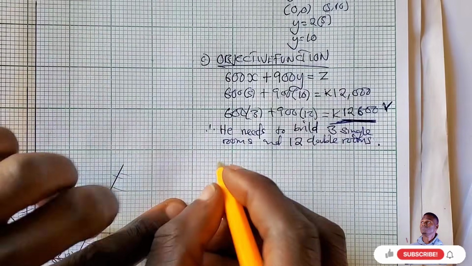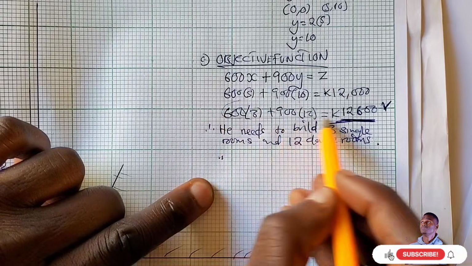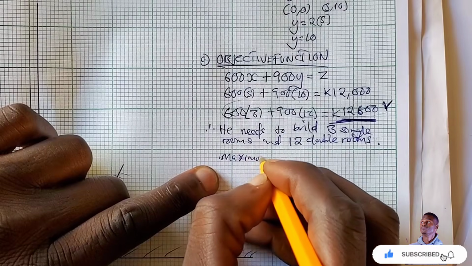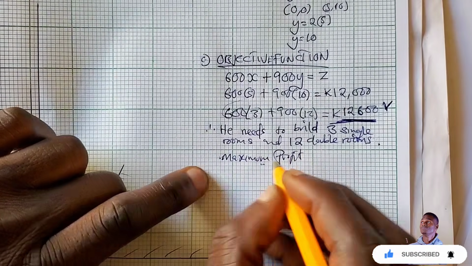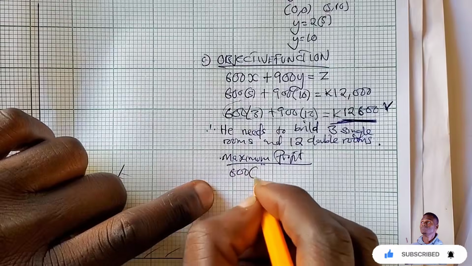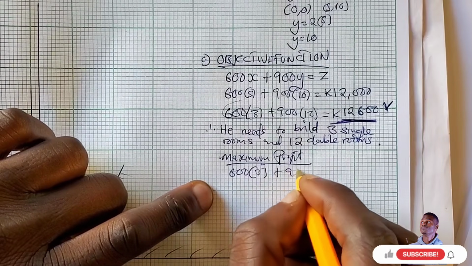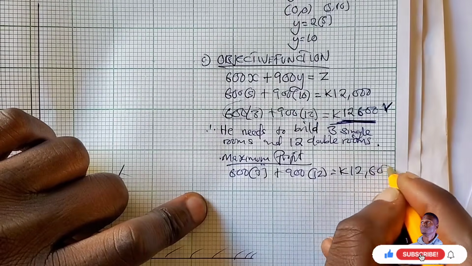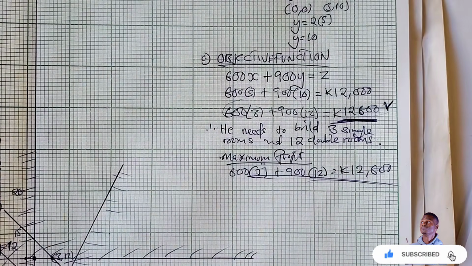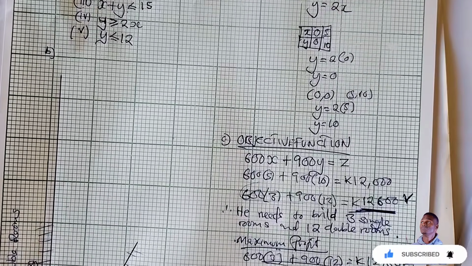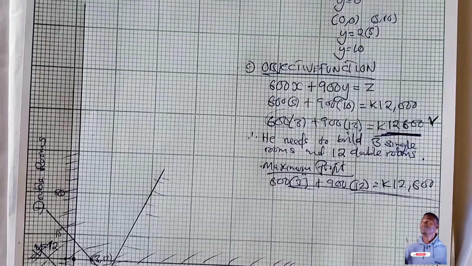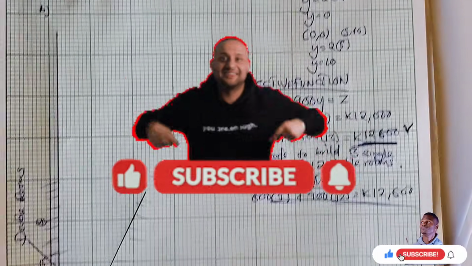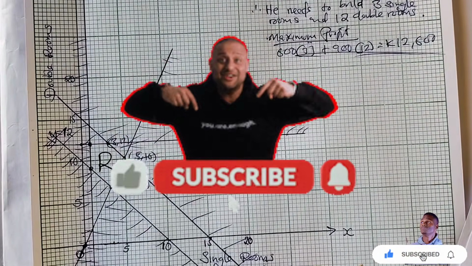That's the answer. If they ask you to calculate the maximum profit, just copy this one and paste. The maximum profit is 600x plus 900y, which is 12,600. Simple calculations. Are we together? Okay, so this is what it looks like after everything, right? After everything.